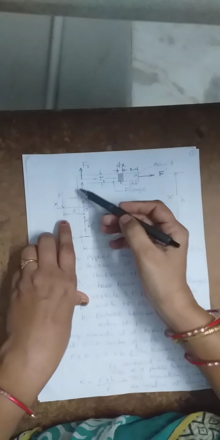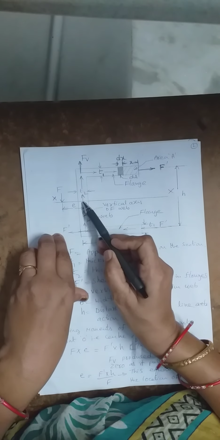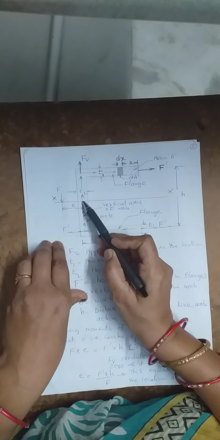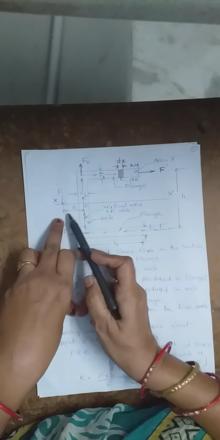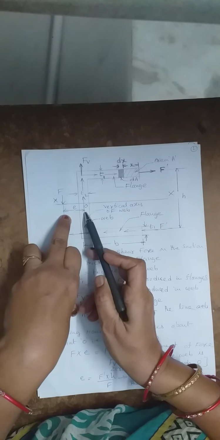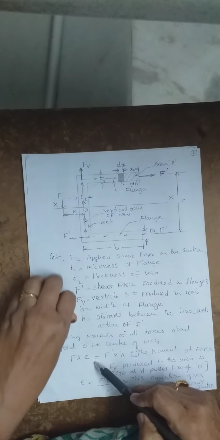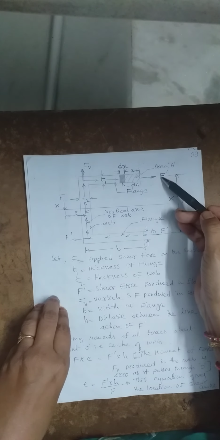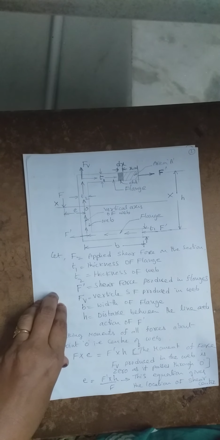Here, taking moments about the intersection of this web, this point O, we have F into E, where E is the distance from this force acting to the center of this web. So F into E on the left side, and F dash into H, where H is this distance. So F dash into H.